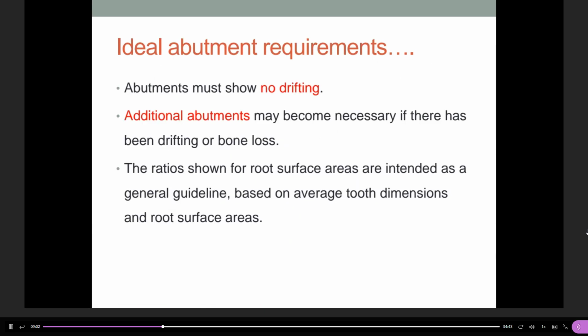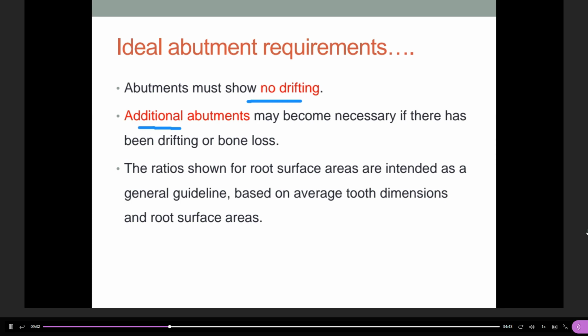you should plan for the abutment teeth. You have a rough idea about the root surface area of the available teeth, and you should know the root surface area of the missing teeth, and roughly you can calculate which abutment teeth are required for the situation. So what are the ideal abutment requirements? You should know that an ideal abutment should have no drifting. That means there should not be much angulation change. You can use an additional abutment if there is some drifting or bone loss.